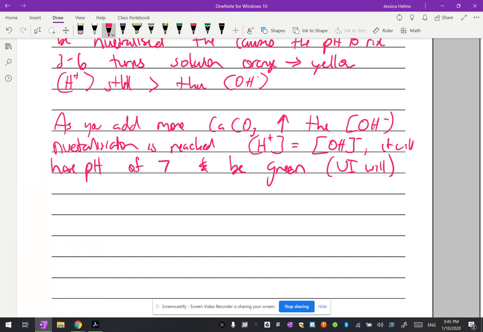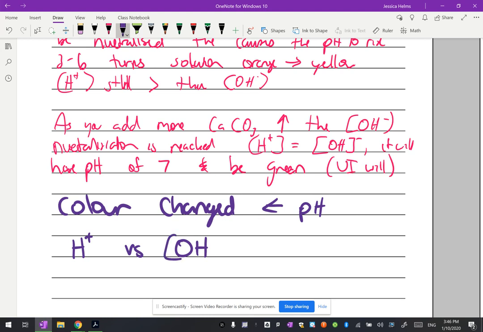Okay, so pretty much the main things that you want to talk about here are your color changes. So make sure you talk about your color changes. If you just do some really basic color changes in here, you're going to get a couple of achieved marks. Another thing you want to talk about, if you link it to the pHs, you're going to get your merits kind of thing. The other thing you want to talk about is your hydrogen ions versus your hydroxide ions in terms of concentration.